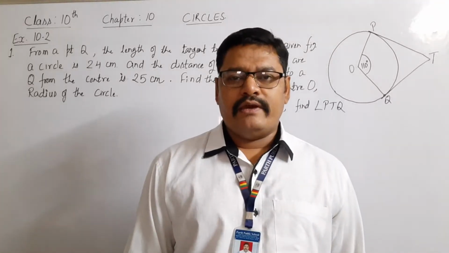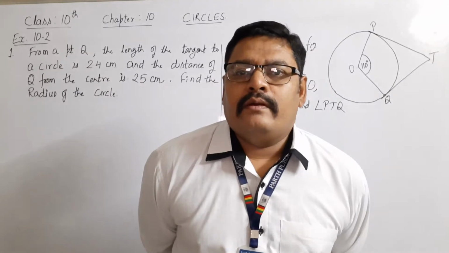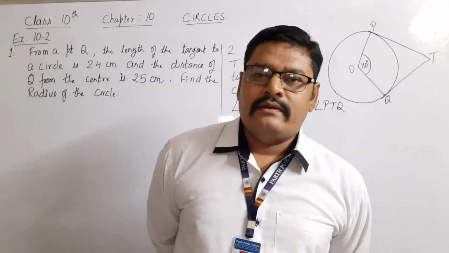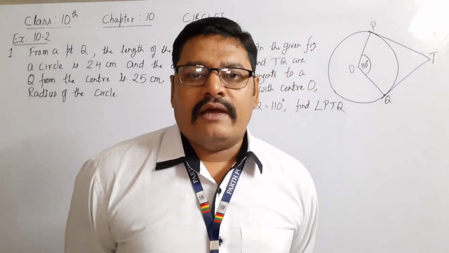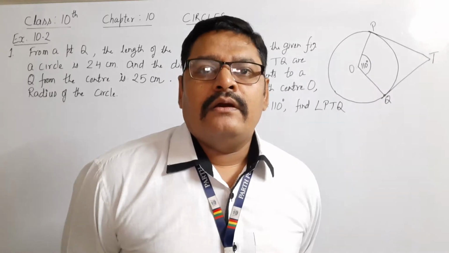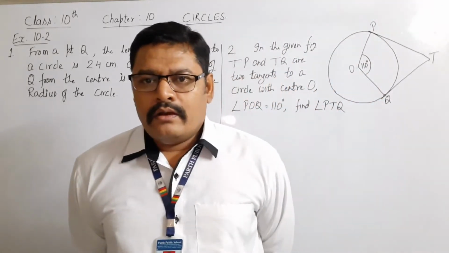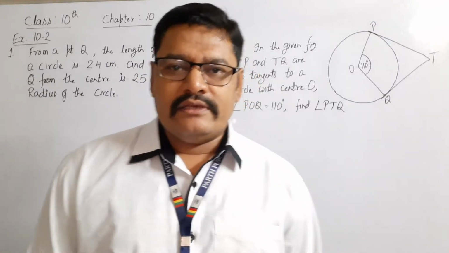Okay students, as we have done two theorems till now. The first theorem was radius is perpendicular to tangent at point of contact, and the second theorem is tangents drawn from an outer point to a circle are always equal. Now we will do more questions related to these theorems.